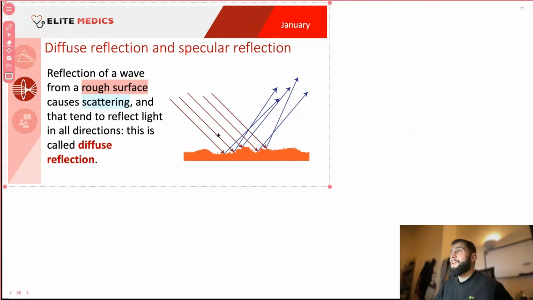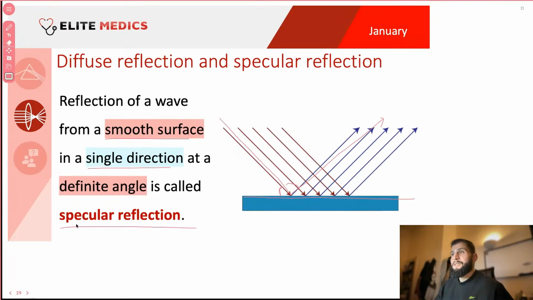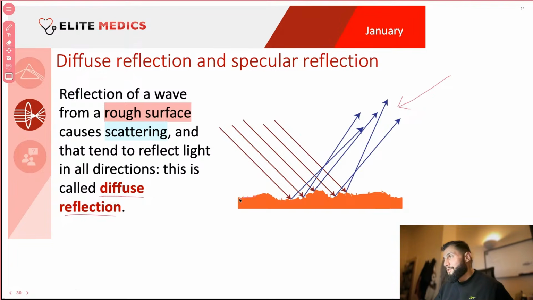Now, if we have a rough surface, this is when it becomes diffuse reflection. Because depending on where and how, you can see they're all scattered. This is called diffuse reflection. So going back, specular means uniform. That means the way it comes in, it's going out, when you have a smooth surface. Now if we have a rough surface, and you can see this is like the ground, it's going to be scattered. It's going to be all over the place. There's no uniformity with it.